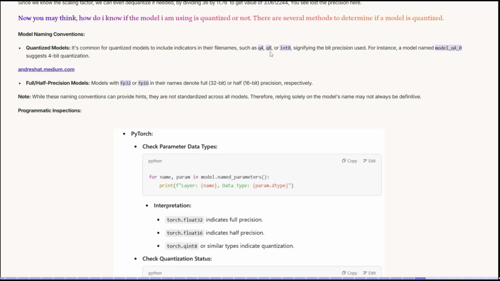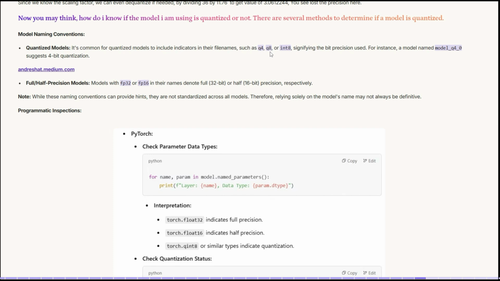Now you may think, how do I know if the model I am using is quantized or not? There are several methods to determine if a model is quantized. One of them is model naming conventions. It's common for quantized models to include indicators in their file names, such as Q4, Q8, or INT8, signifying the bit precision used. For instance, a model named model Q40 suggests 4-bit quantization.